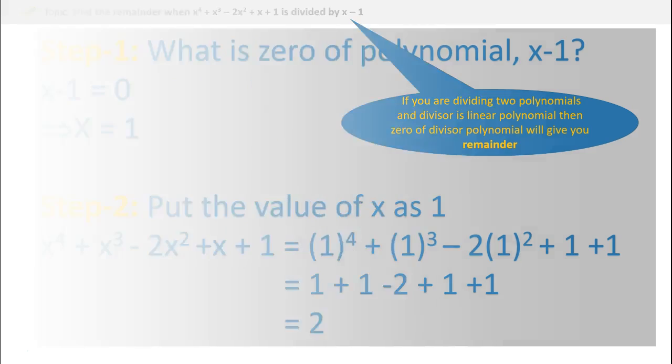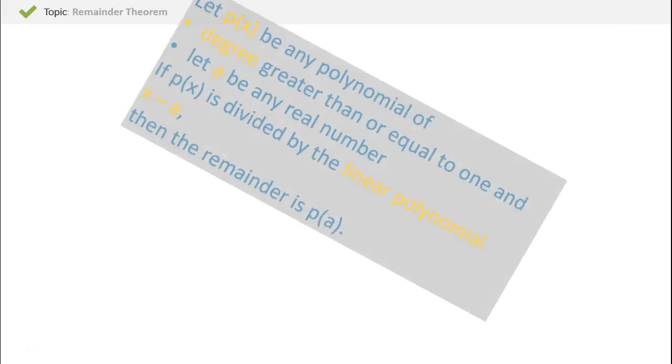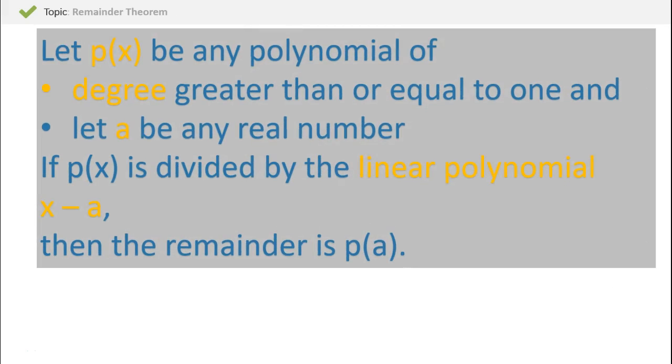So we'll go to remainder theorem now. Let's assume P(x) be a polynomial of degree greater than or equal to 1, and let a be a real number. If P(x) is divided by a linear polynomial x minus a, then the remainder is nothing but P(a).